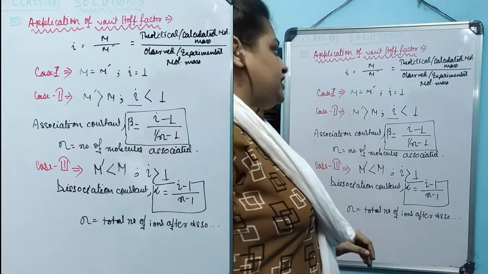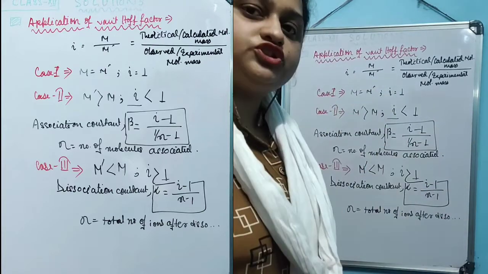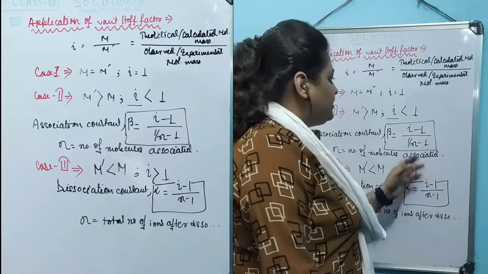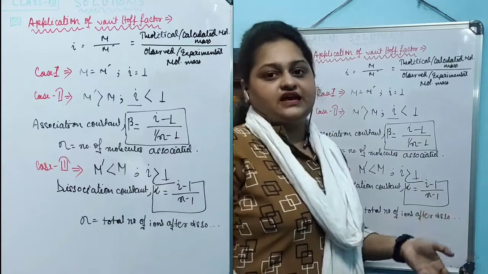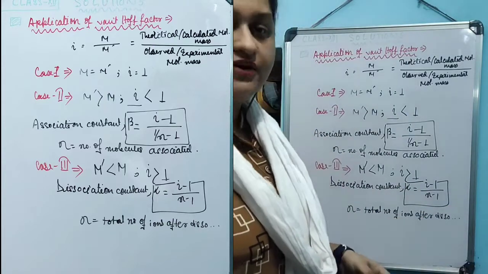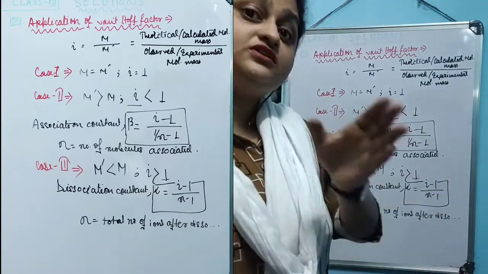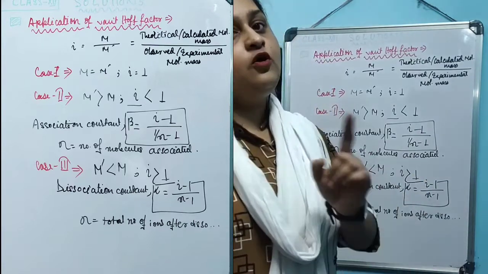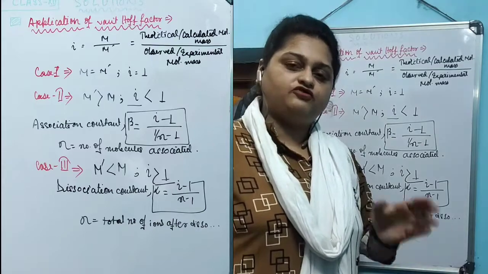By calculating it, we can conclude whether the solute has associated or not after the dissolution. If i equals 1, we can say that the solute has neither dissociated nor associated after the dissolution. If it is less than 1, we can say that association has happened. If it is found to be greater than 1, we can say that dissociation has happened after the dissolution.